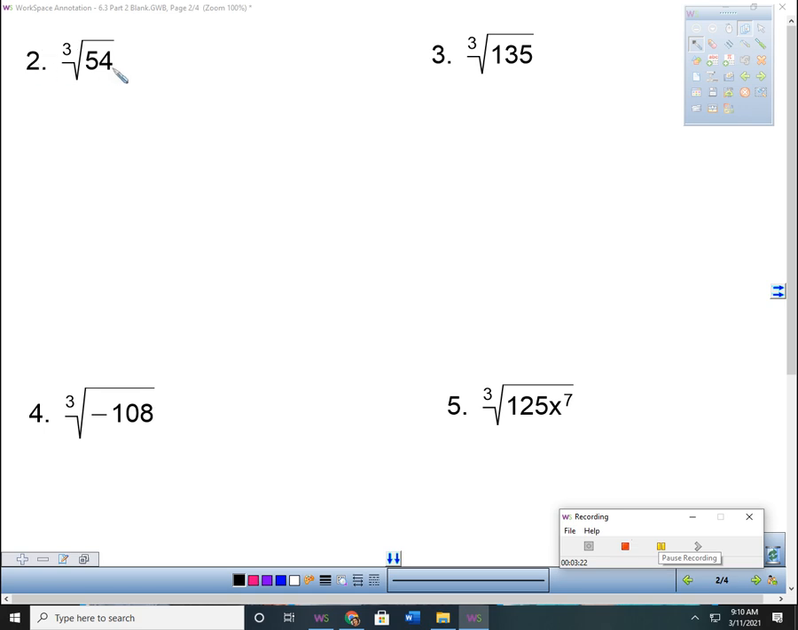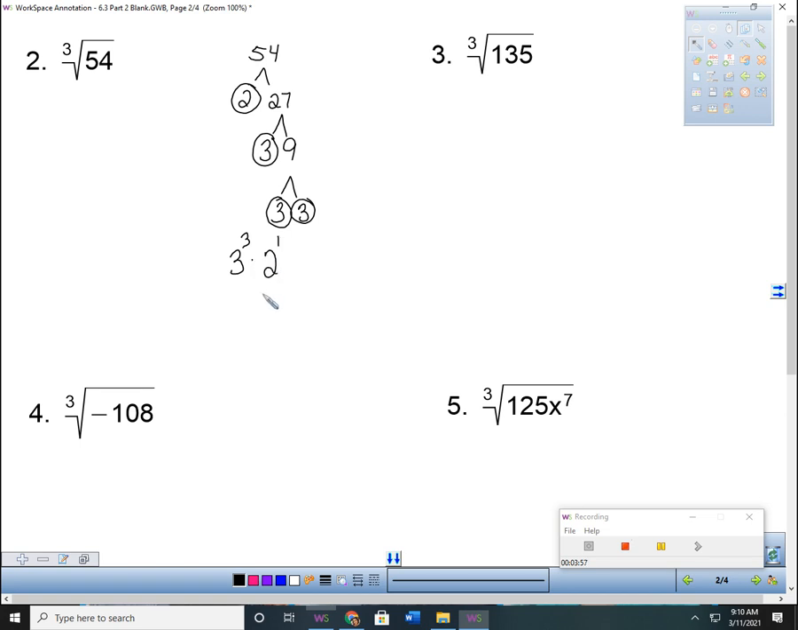All right, number 2, I notice that's a positive number underneath, so I don't need to worry about the negative on the outside. So we'll just go ahead and do a factor tree for 54. So 54, that would be 2 times 27. 27 is 3 times 9. 3 is prime, and 9 is 3 times 3. So we have 3 of the 3's, and then we have a 2 to the first, right?